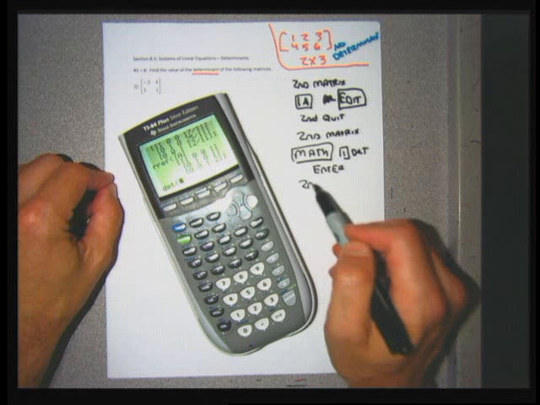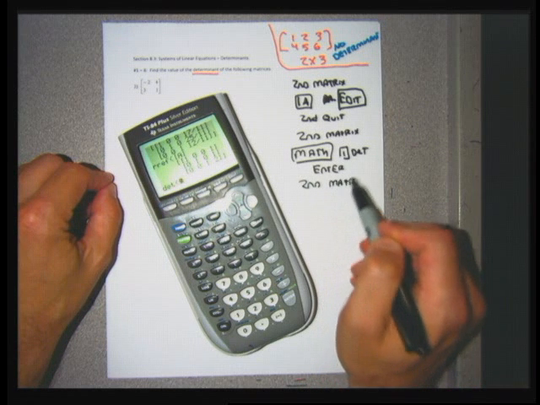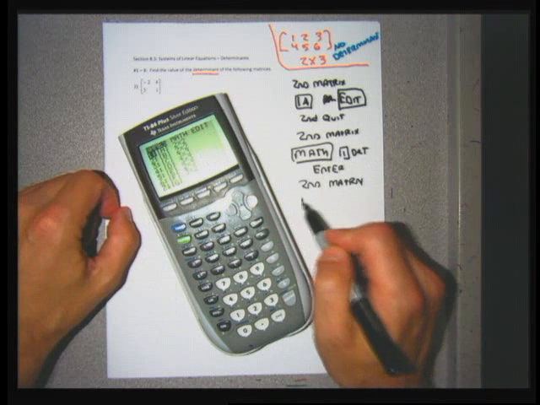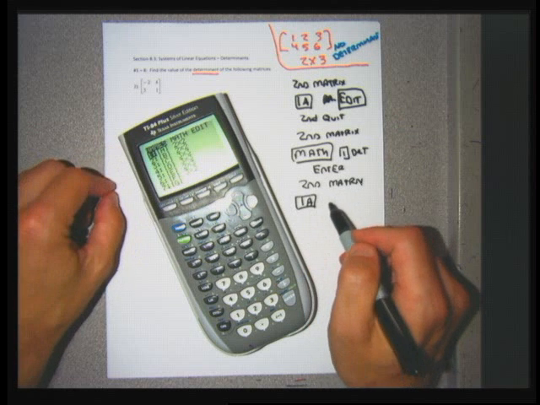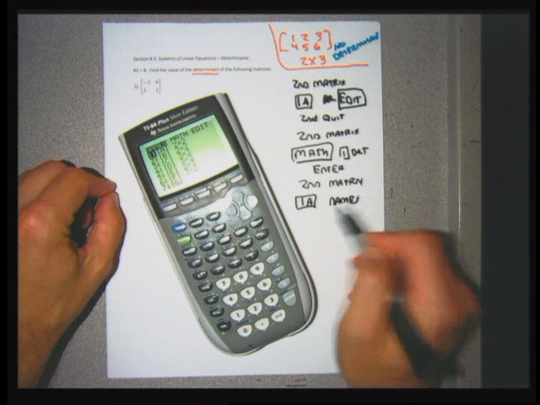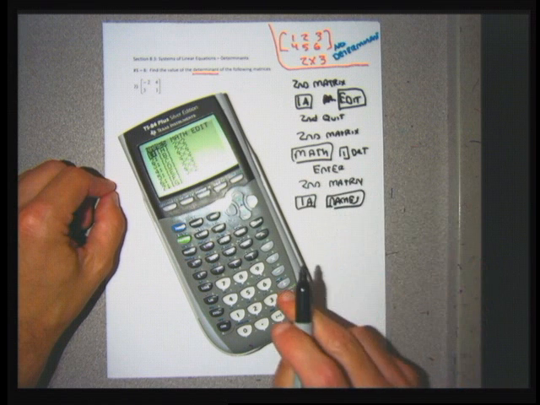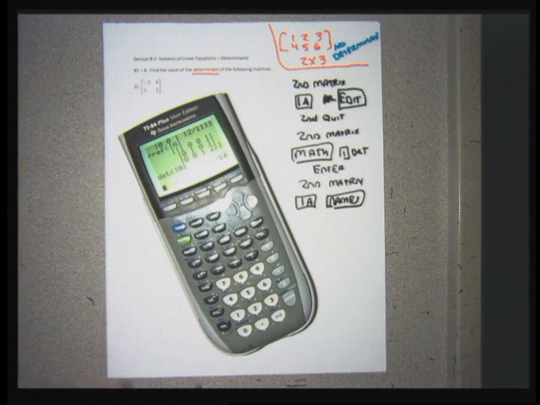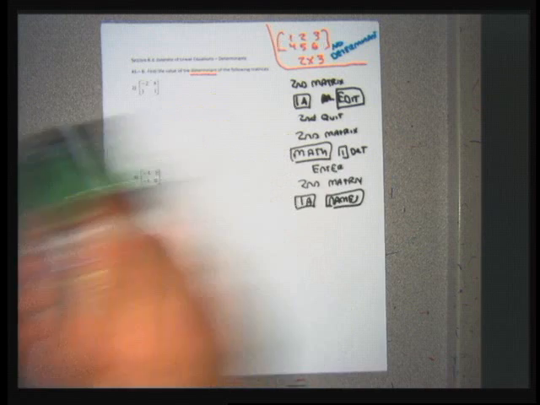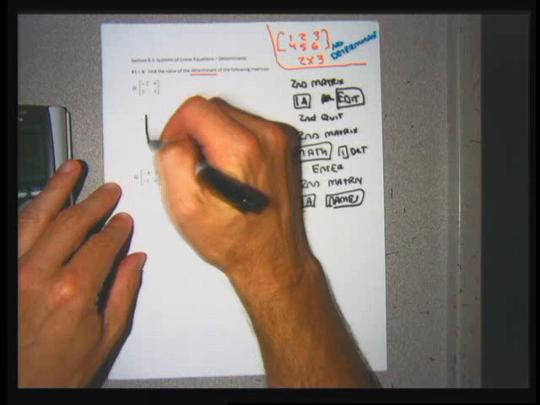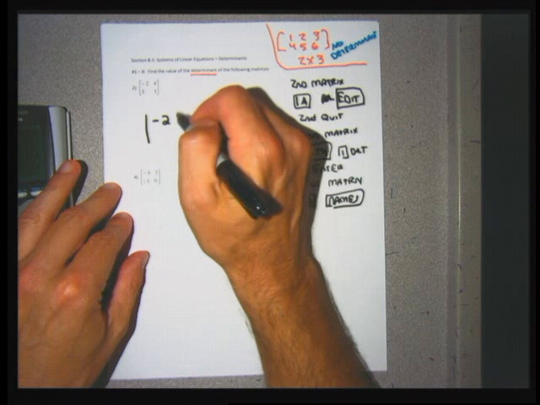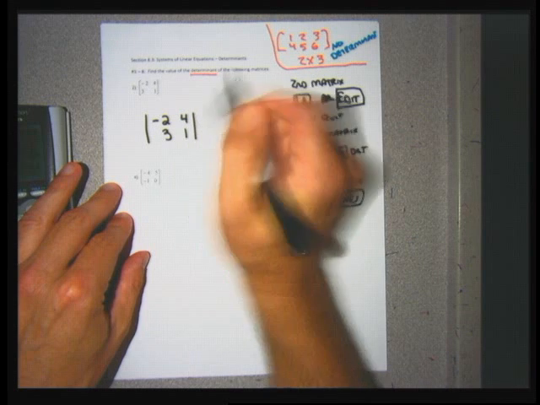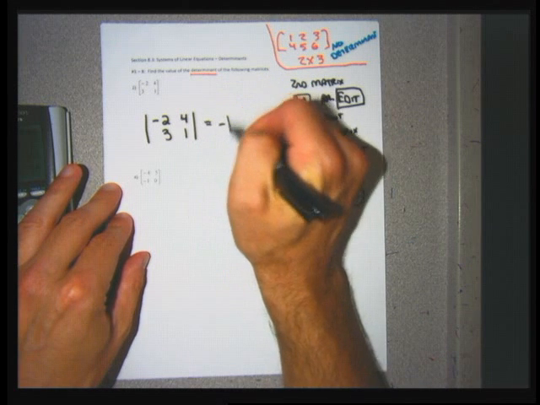So I'm going to do second matrix a third time, and I'm going to have simultaneously the 1A blackened out and the names, which I already have. And I hit enter twice. And the determinant of that matrix that I called A is -14. If you see a matrix symbol, a matrix with the bars perfectly vertical, that means find the determinant. So I can say the determinant of this is -14.